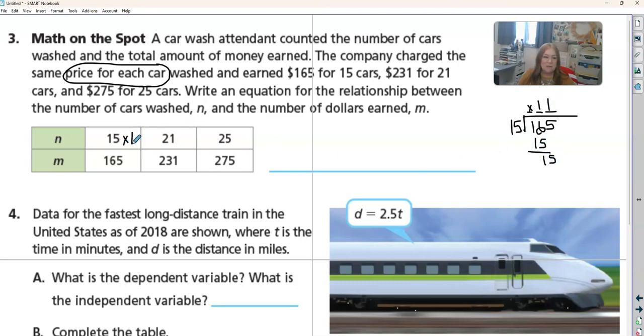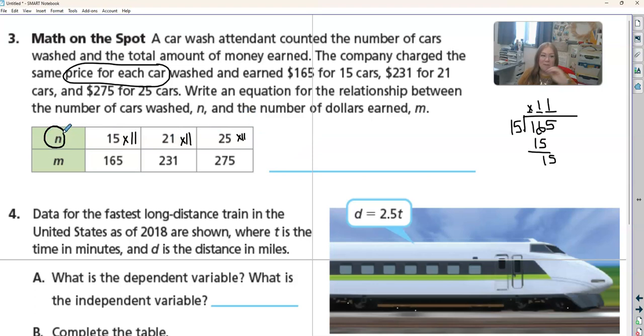So each of these we are timesing by 11. So 21 times, that they washed $11 per car. They washed 21 cars, $231. $11 per car. They wash 25, they make $275. So every time our pattern was to times by 11.